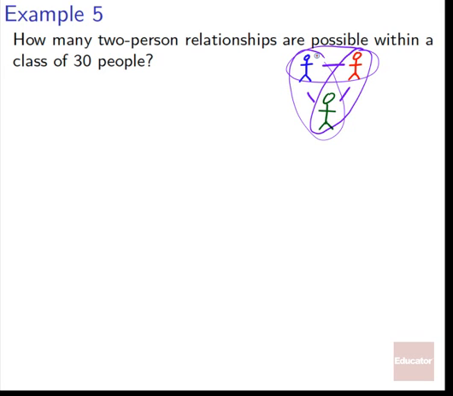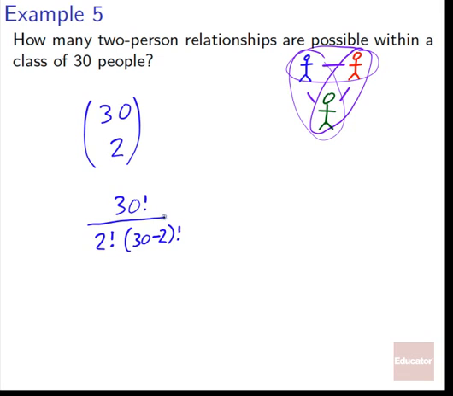So if we've got a group of 30 people, then we are pulling from a group of 30 people, pulling out two people at a time. A two-person relationship is pulling out two people and putting them next to each other. So 30 choose 2: 30 factorial, the total number factorial, divided by the number we're pulling out factorial, times the total number minus the number we're pulling out factorial. So 30 factorial over 2 factorial times 30 minus 2 factorial. Keep working on that. We've got 30 factorial over 2 factorial times 28 factorial.